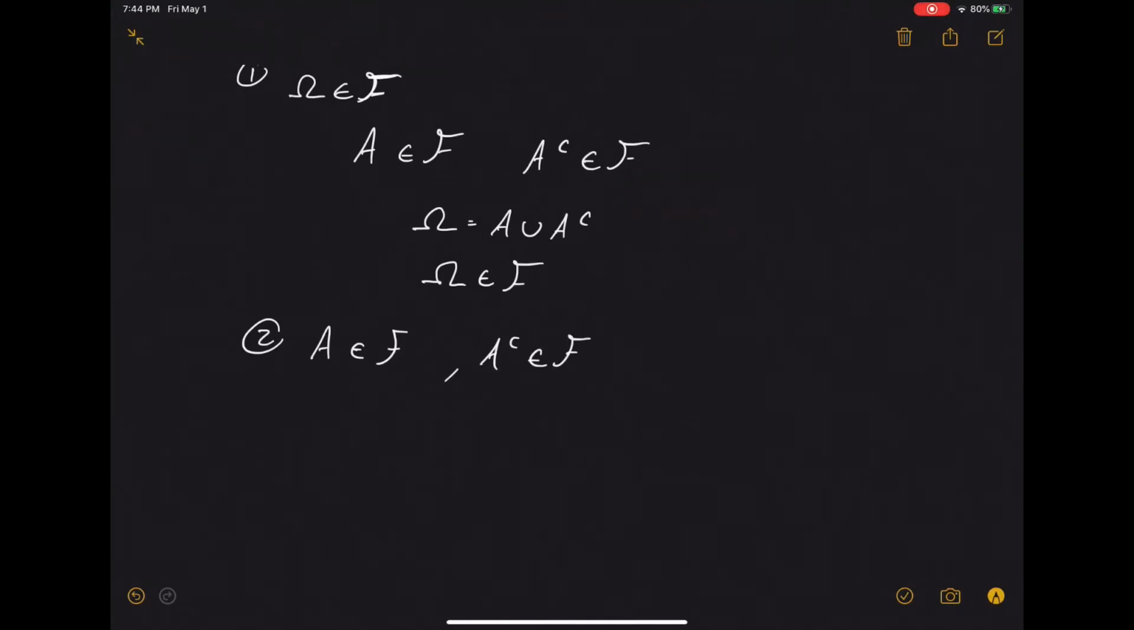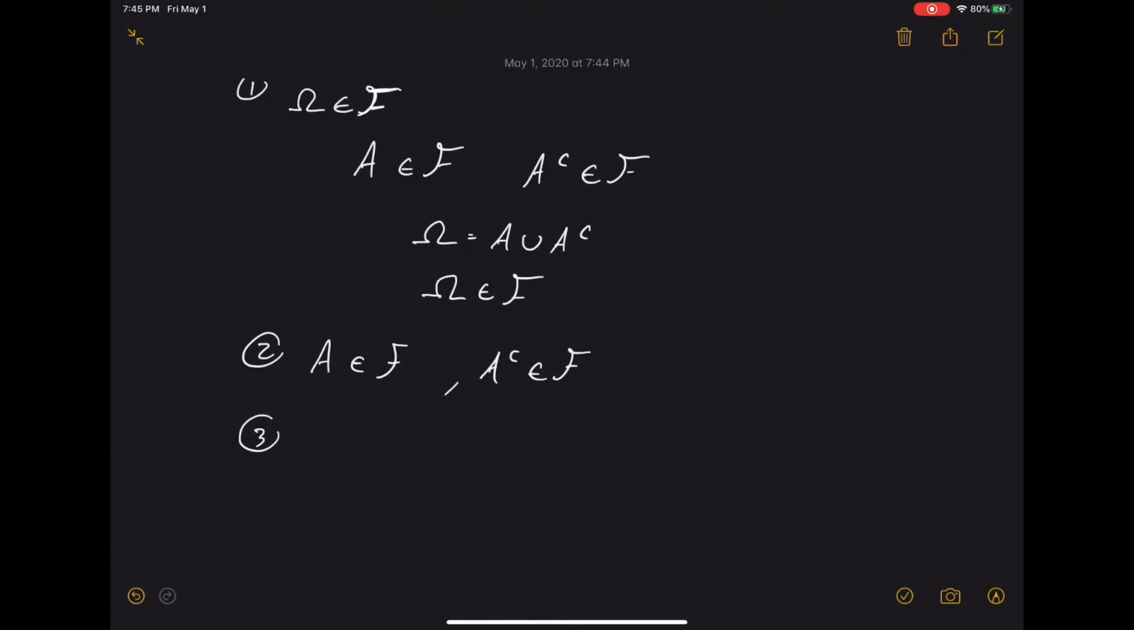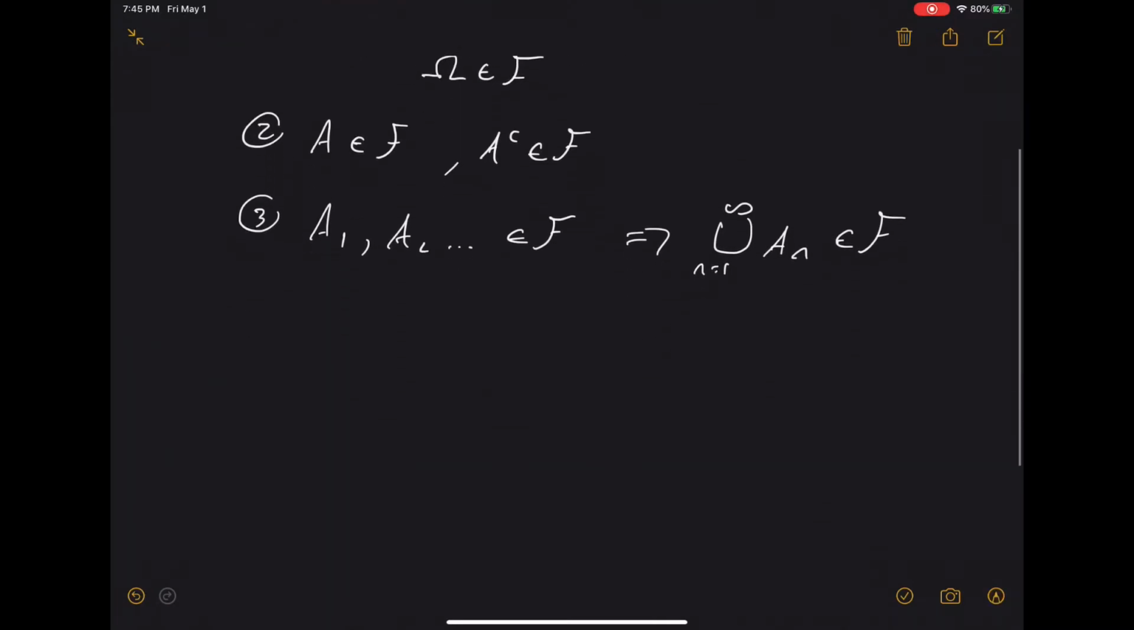Okay, and what else do we need for script F to be a sigma algebra? We need F to be closed under countable unions, meaning if A1, A2, and so on are all in F, then we need the countable union of An to be in F. Well, this is a result of our fifth axiom.